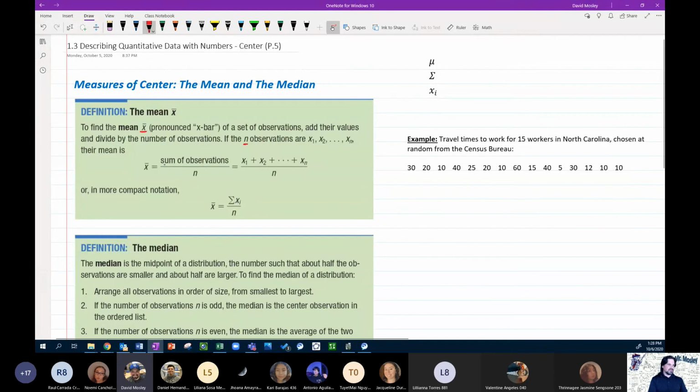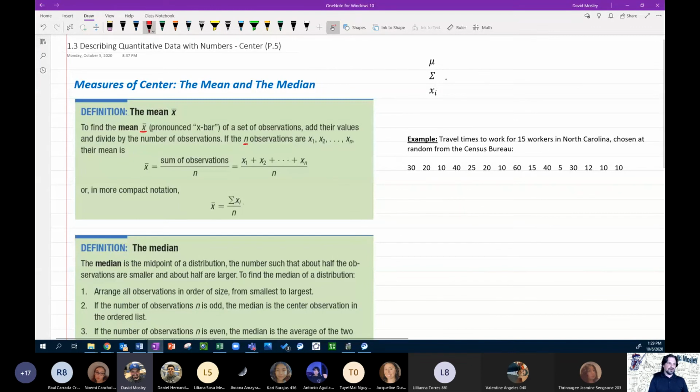Their mean would be the sum of observations divided by n, written in notation as x1 plus x2 plus ... x sub n, divided by n. We can write this more compactly using sigma notation. That would be x bar equals this Greek letter here. It looks like an E, but it is sigma, sigma x sub i divided by n. And again, x sub i is just a notation saying I'm going to add all of the terms in my set.